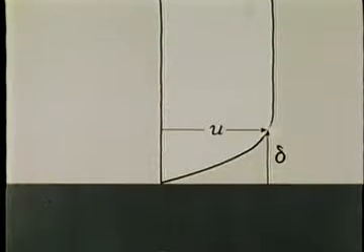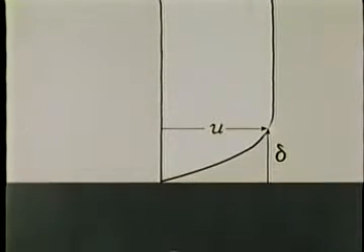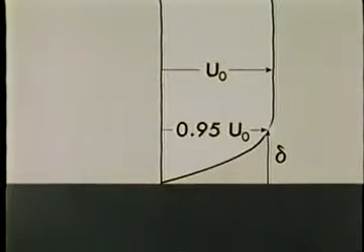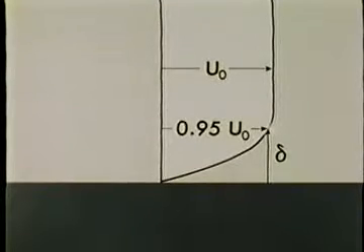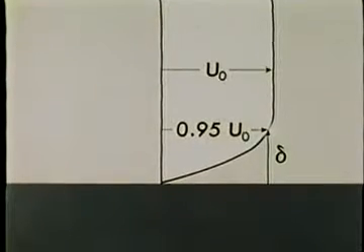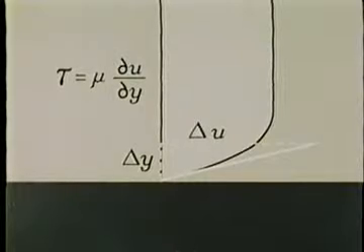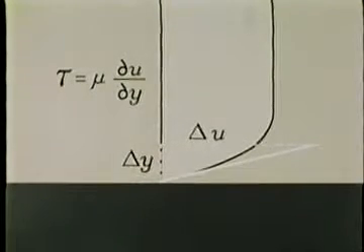The thickness of a boundary layer is sometimes defined as the distance delta from the surface to where the velocity u reaches some fixed percentage of the free stream value. For our purpose, we will use 95% of the free stream velocity to define the thickness of our boundary layer. The gradient of the velocity normal to the wall, delta u by delta y, times the viscosity mu is the wall skin friction or shear stress tau. The greater the velocity gradient normal to the wall, the greater the shear stress.